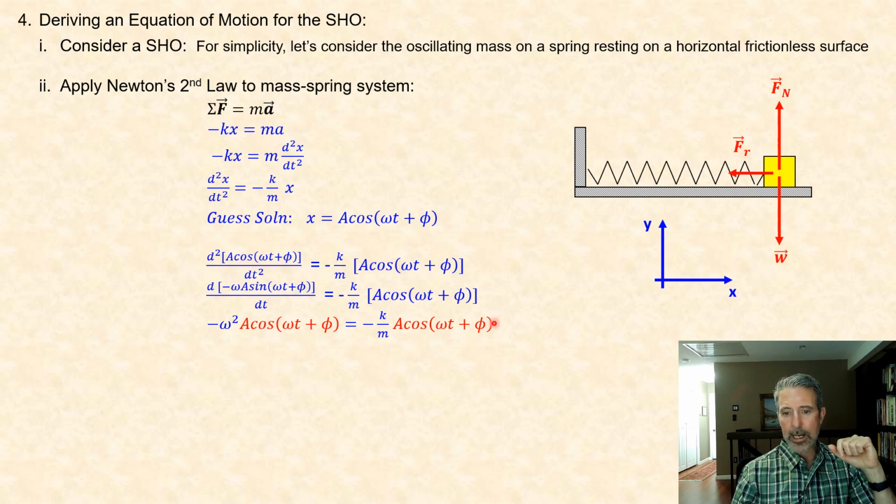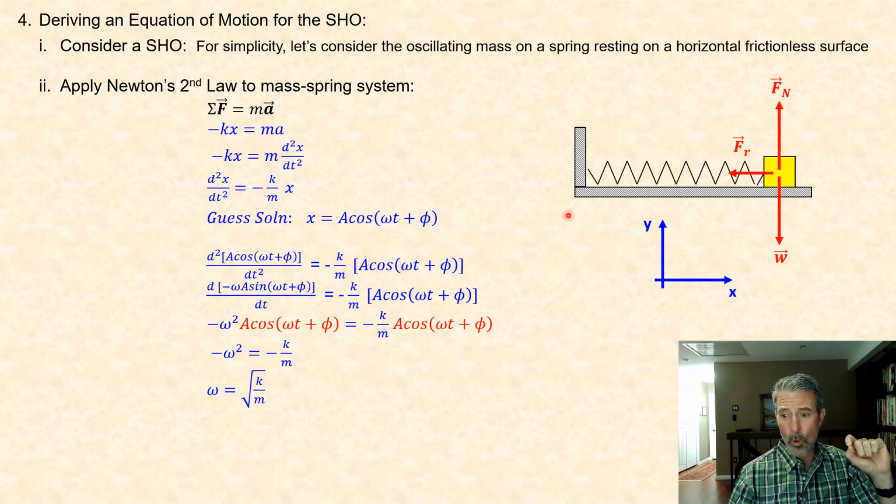On the right-hand side, we haven't really done anything other than substitute in our function x. And lo and behold, we were correct. We see we get the same function back again. Since that exists as a factor on both sides of the equation, we can divide both sides of the equation by a cos(omega t plus phi). And when we do so, we find out that omega squared is equal to k over m, or omega is equal to the square root of k over m.